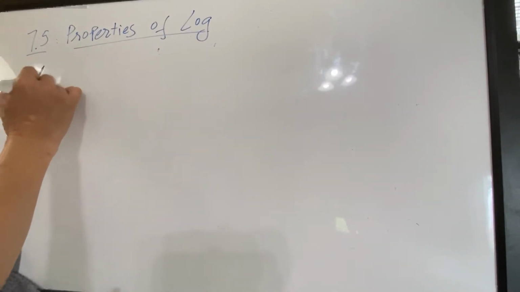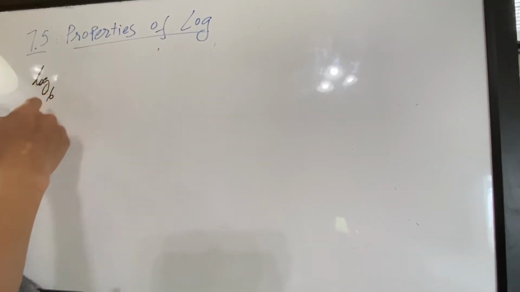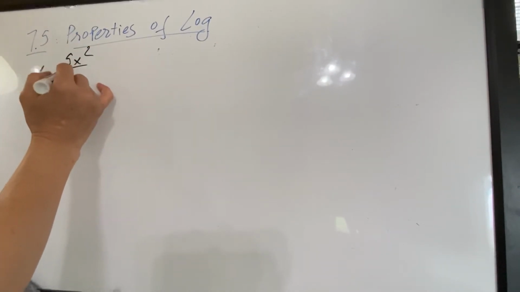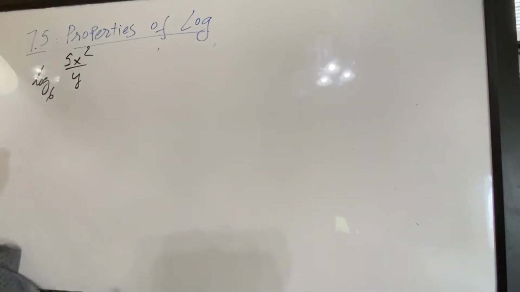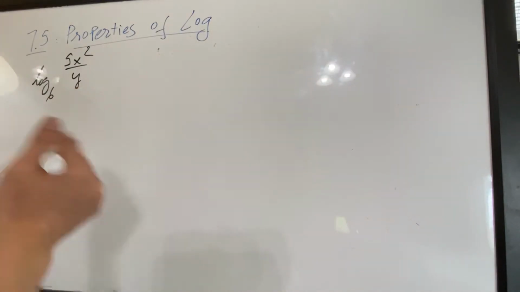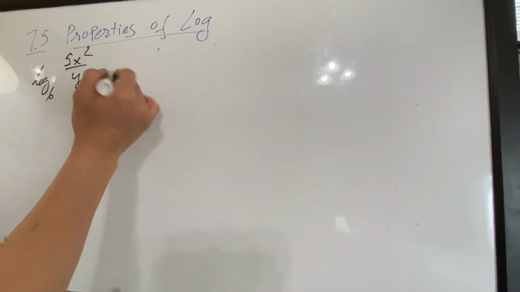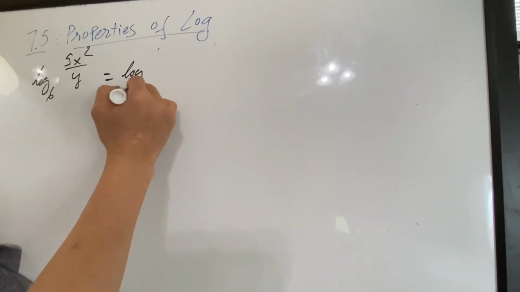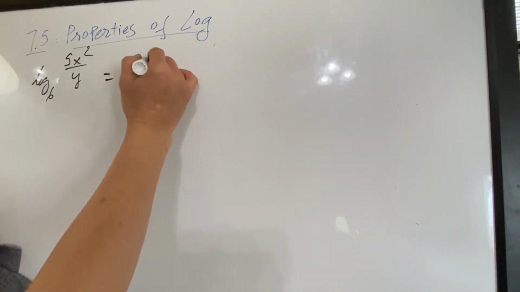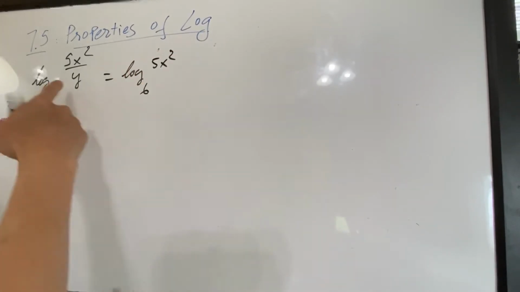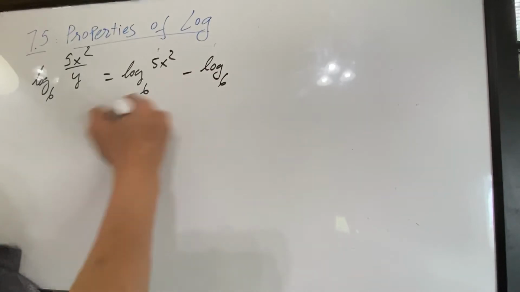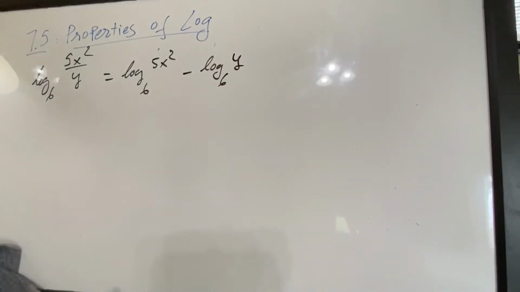now you have log base 6 of 5x squared over y. For some reason, they just want you to expand this expression right here. Then you just do simply, look, quotient, so base 6, what? 5x squared, okay, over y, which is minus log base 6 of y. Okay, are we done here?